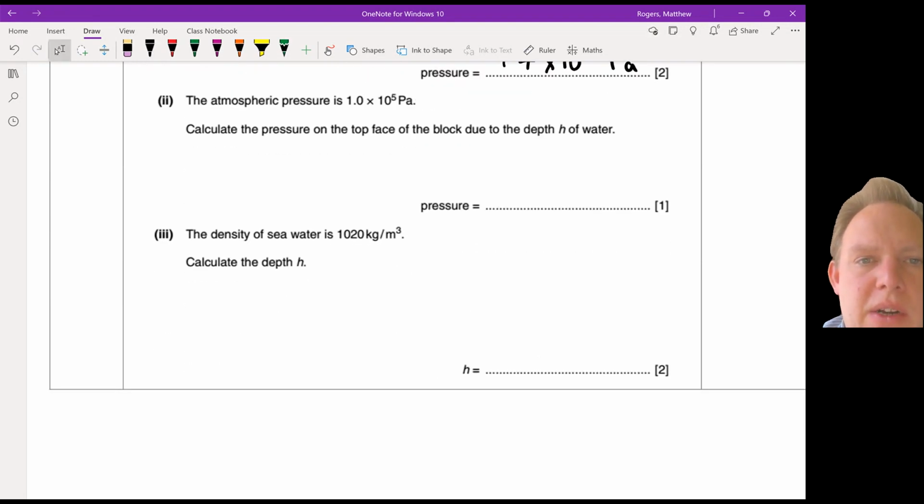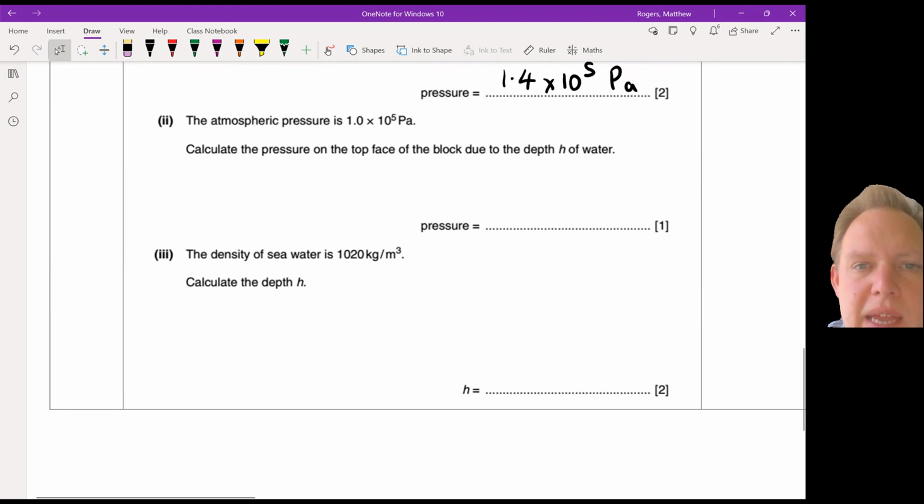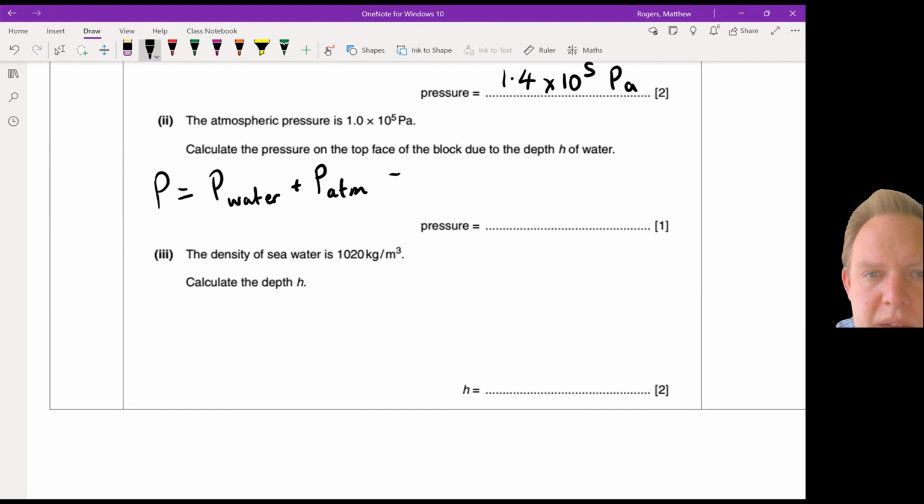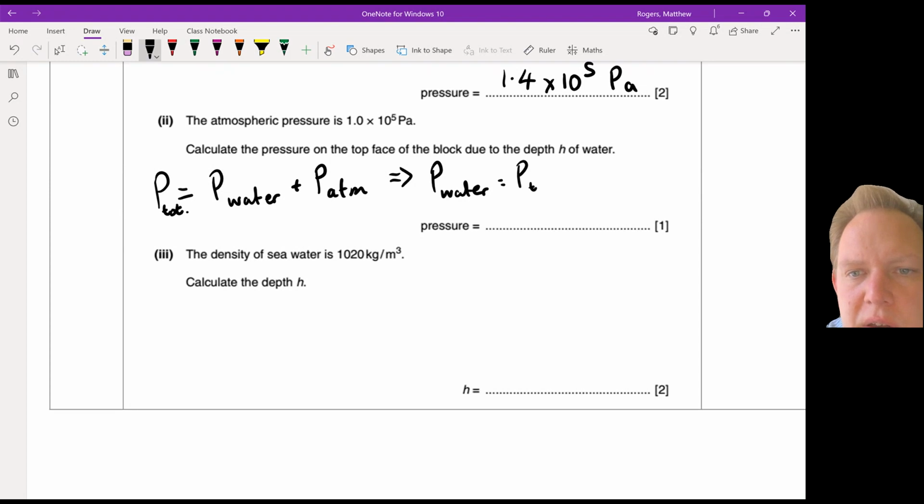Part 2, the atmospheric pressure is 1 times 10 to the 5 pascals. Calculate the pressure on the top face of the block due to the depth h of water. So here we're using the idea that the total pressure is caused by the pressure from the water plus the pressure from the atmosphere. Therefore, the pressure just from the water should be equal to the total pressure minus the atmospheric pressure.